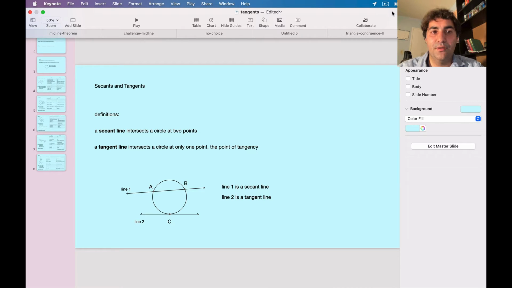I'd like to do a tutorial on secants and tangents. Let's start off with some definitions. A secant line intersects a circle at 2 points. A tangent line intersects a circle at only 1 point, the point of tangency.